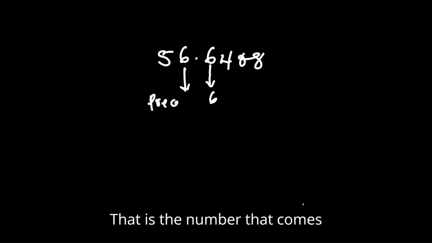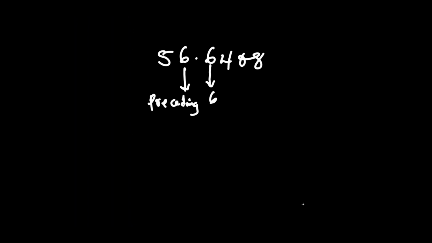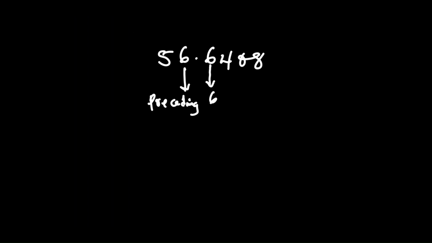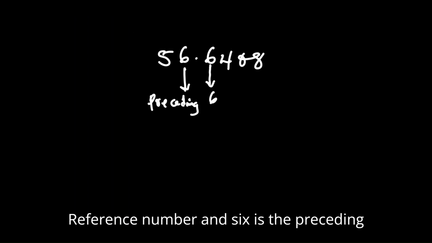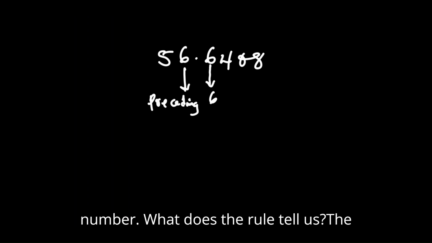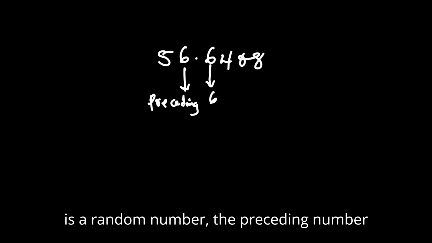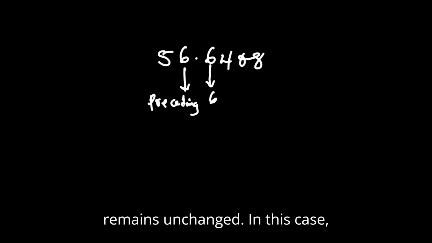That is the number that comes before the reference number. So 6 is the reference number and 6 is the preceding number. What does the rule tell us? The rule says if the reference number is a round up number, the preceding number is increased by 1. And if the reference number is a round down number, the preceding number remains unchanged.